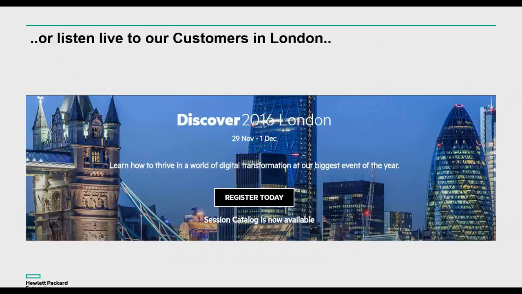A question here is in regards to the merger with HP and Microfocus: will your cloud management platform be continued and developed in this new setting? That's a great question. The very simple answer is yes.